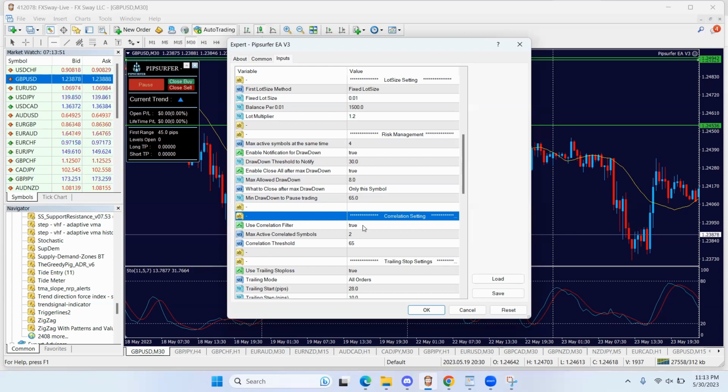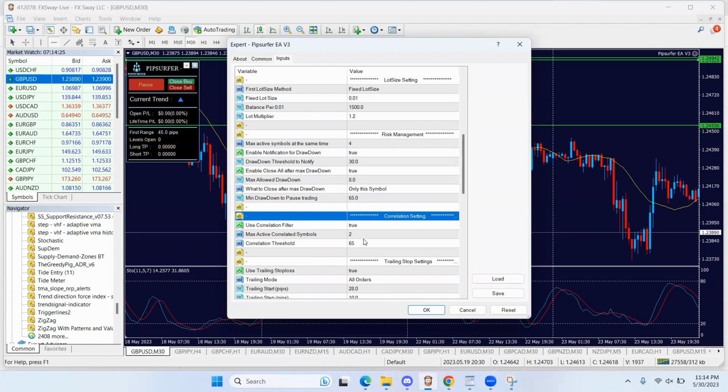Correlation settings. Correlations is just a way to where you're not trading too many of the same type of pairs or similar pairs that move at the same time. So if you have it set to 2, what that means is, let's say you have a trade open on GBP/USD, and then you also have a trade open on Euro/USD, it's probably not going to open a trade on AUD/USD because that's another similar pair, since it has USD at the end. It's a correlating pair.